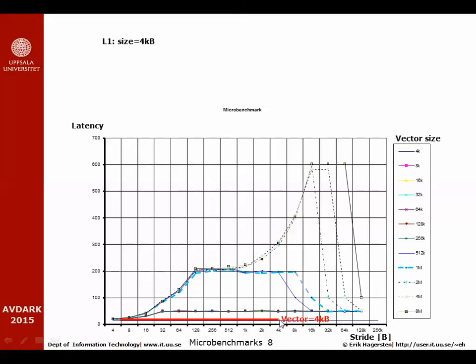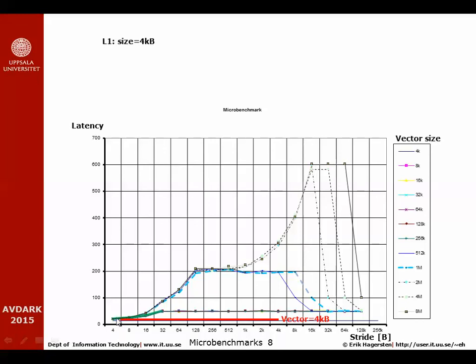So from this, we can draw the conclusion that the first level cache is a 4 kilobyte cache, because that vector and no other vector has the shape that it's staying flat. That's very important. That wasn't that hard.